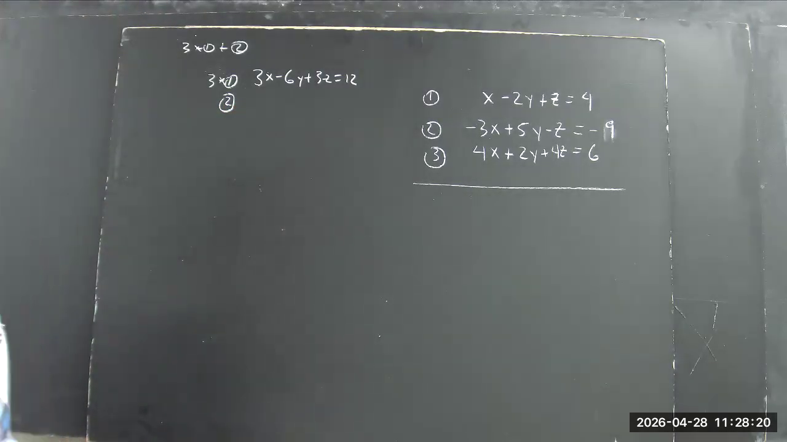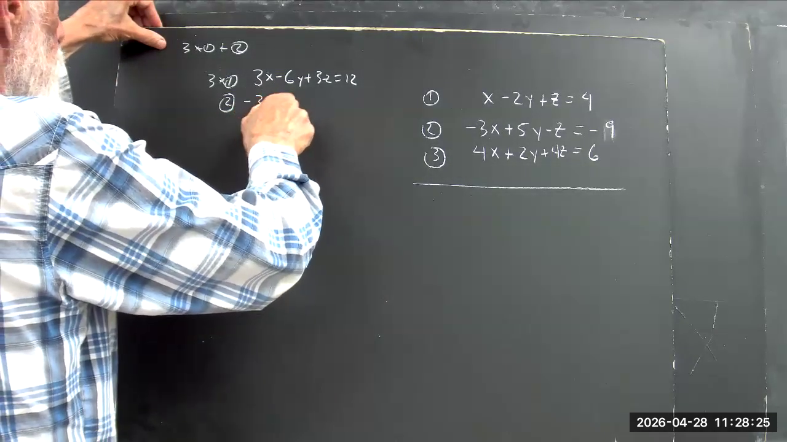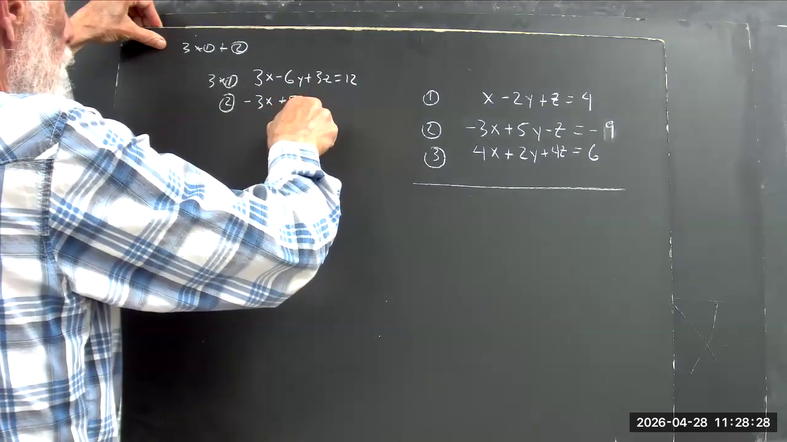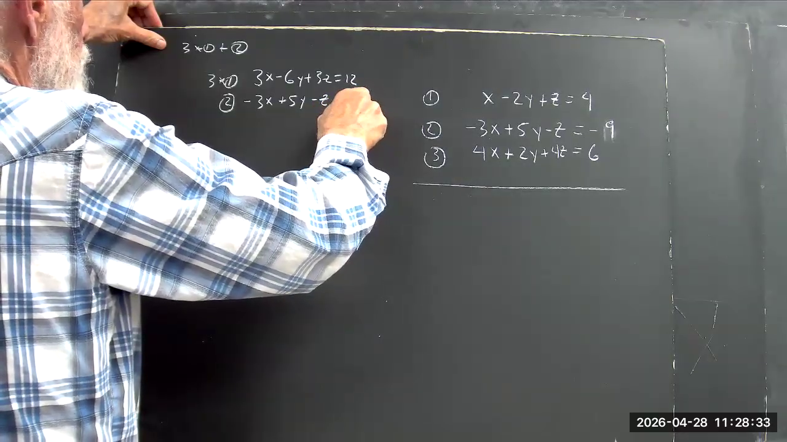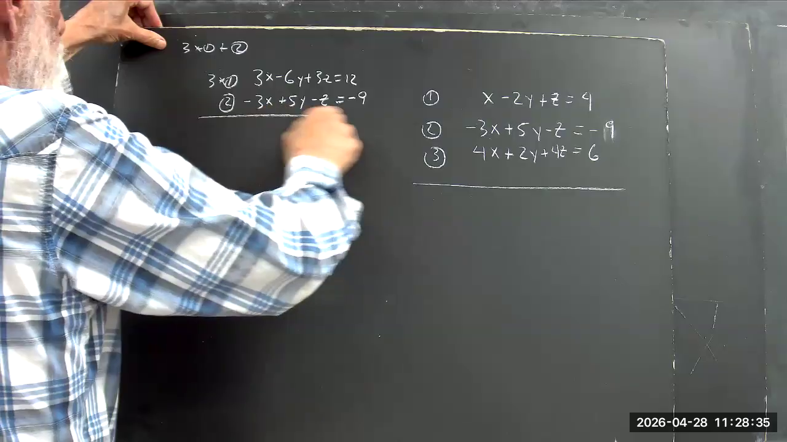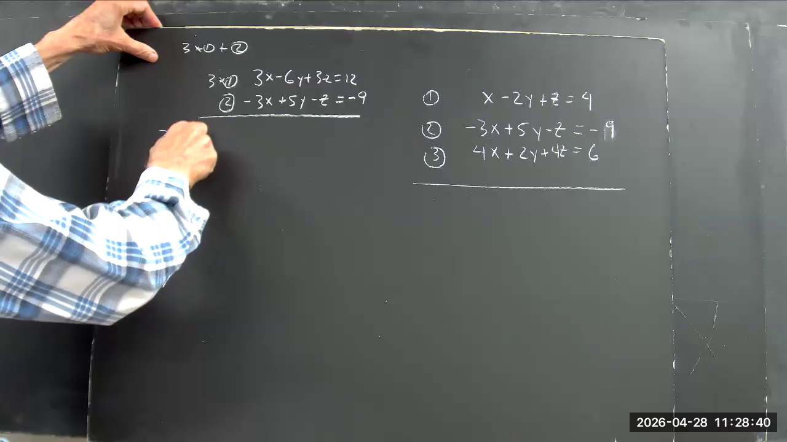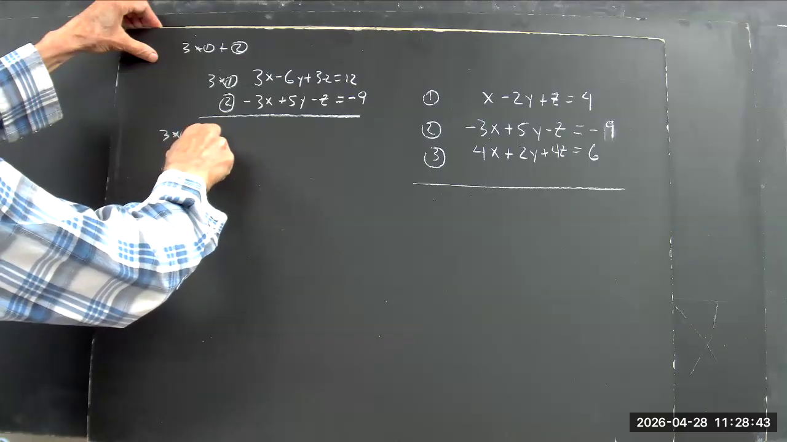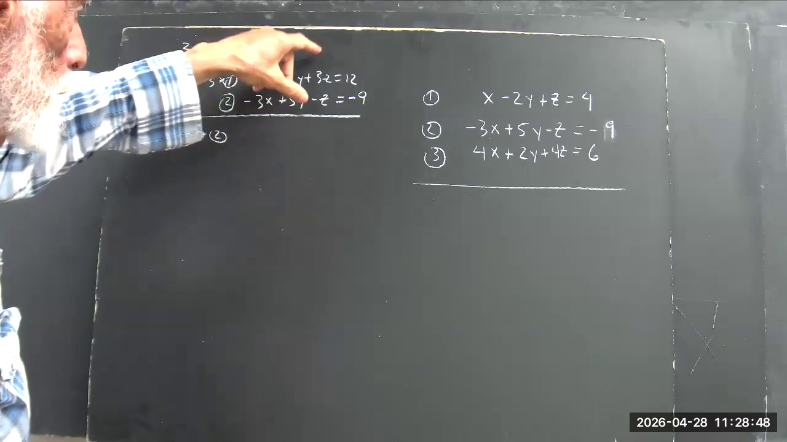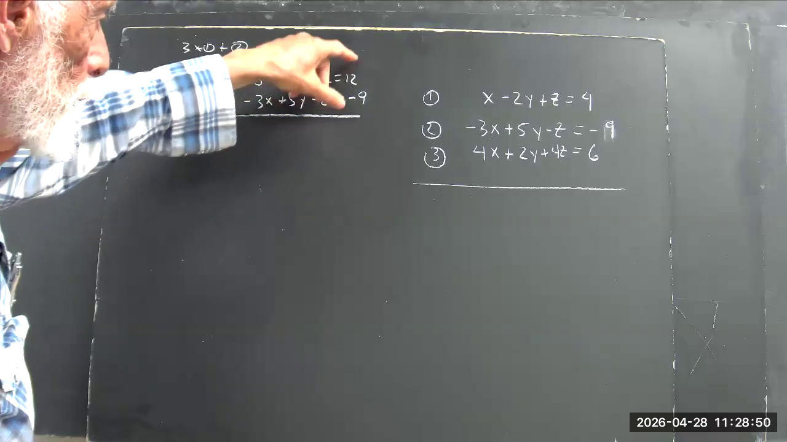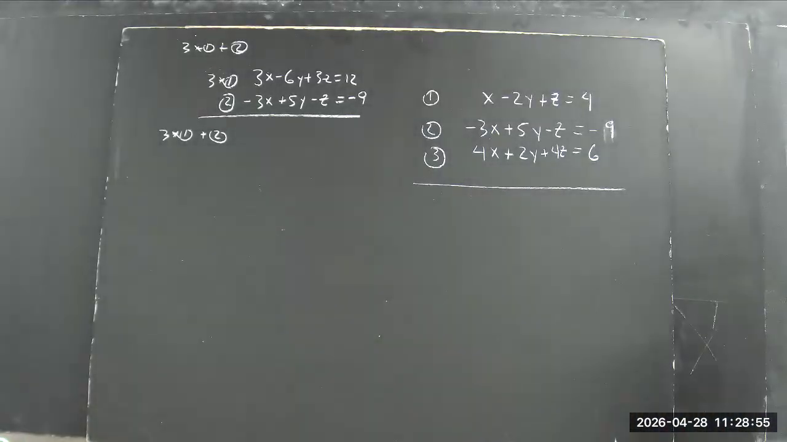Have you got that? Okay, you should have, everybody's got it, negative 3x plus 5y minus z equals negative 9. Okay, then we do 3 times equation 1 plus equation 2. We're going to add the x's, we're going to add the y's, we're going to add the z's, we're going to keep the equal sign, and we're going to add the numbers. So go ahead and do that.